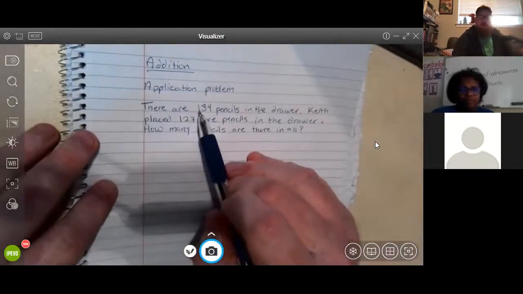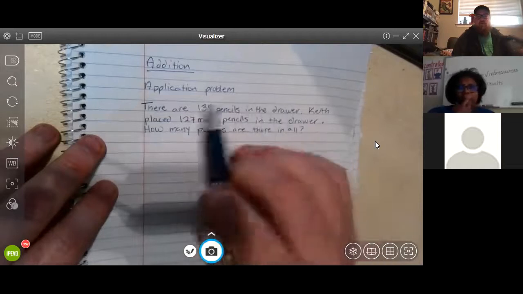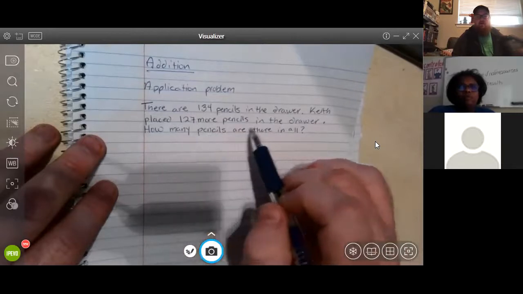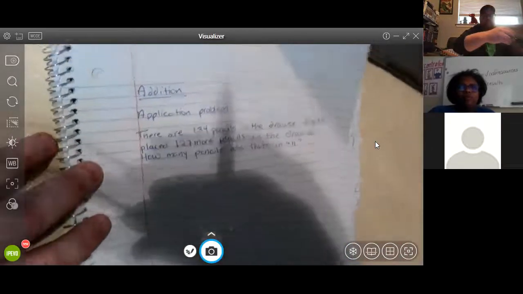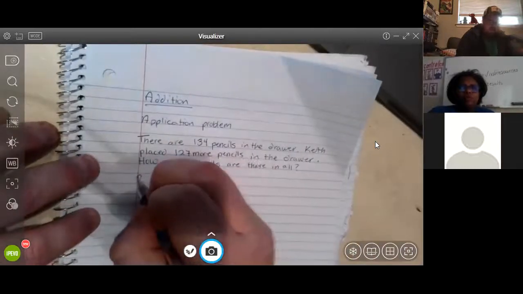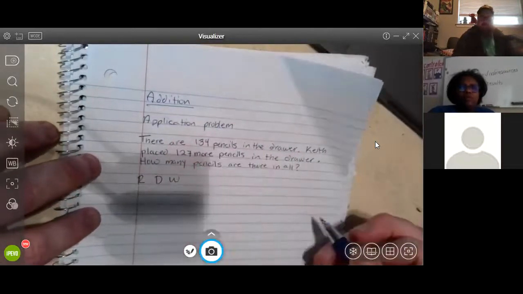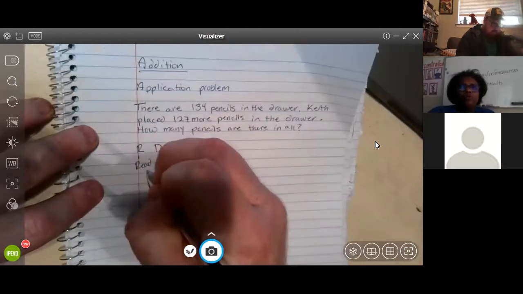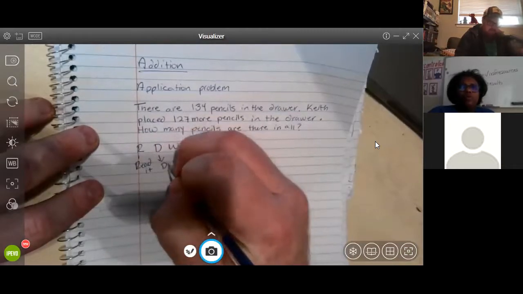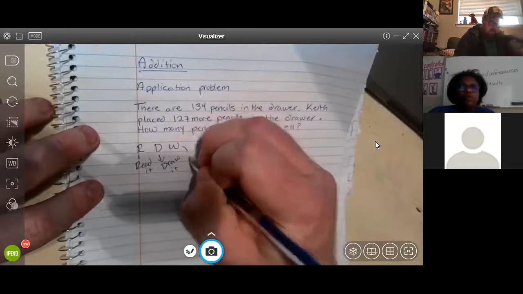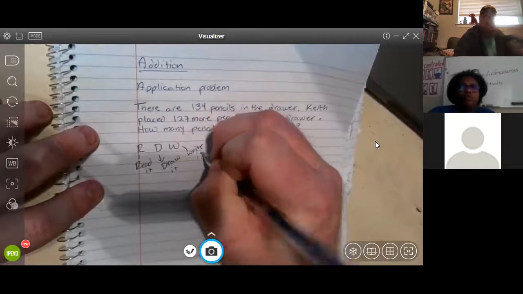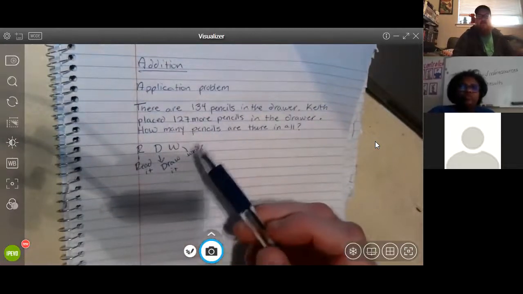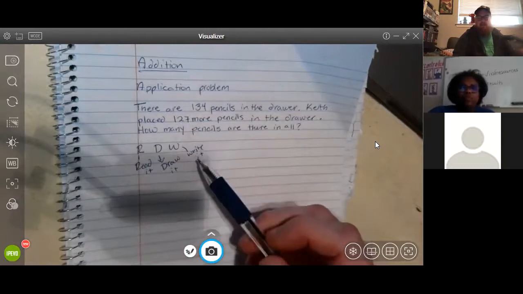There are 134 pencils in the drawer. Keith placed 127 more pencils in the drawer. How many pencils are there in all? We normally answer things using an RDW method. R stands for read it, D stands for draw it, and W means we're going to write it. It's very important that the kids understand how to read it, how to draw the problem out, and then put the answer in a sentence form.